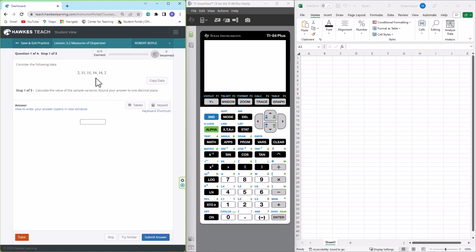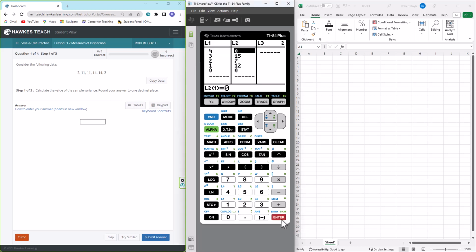So here's our data set. To do this, I need to go into Stat. I need to go to Edit. Okay, I want to clear all this stuff. This was from our previous homework. There we go. And I just put in my data values. That is going to be 2, enter, 11, enter, 11, enter, 14, 14, 2. Okay, once I've done that, let's make sure they're right: 2, 11, 11, 14, 14, 2.